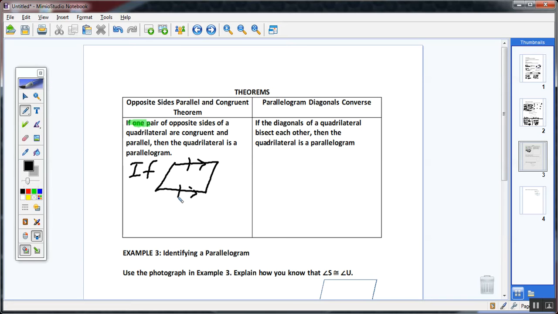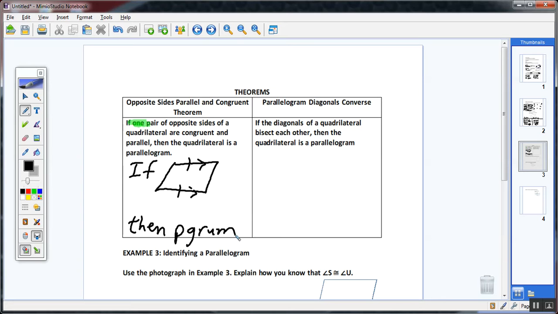We don't need to know anything about these other two sides anymore. As long as I have a pair of sides, they're parallel, yes? Are they congruent? Yes, then what is this? It's a parallelogram. Okay? Well, except when you have to explain that. And we're going to look at one where we have to explain this.